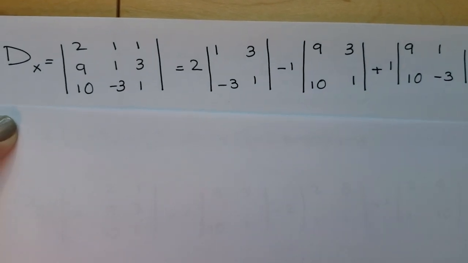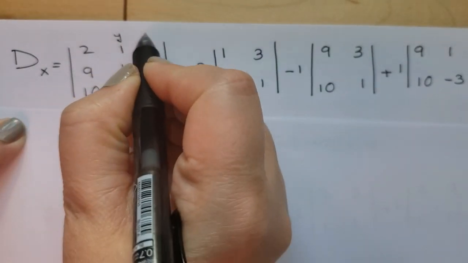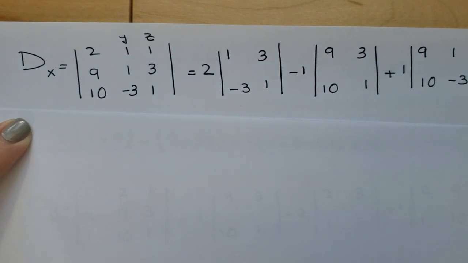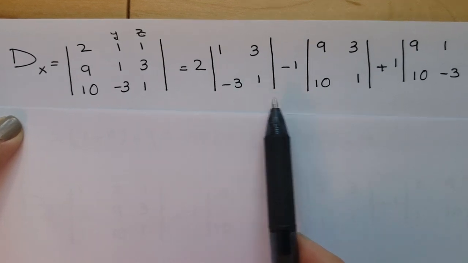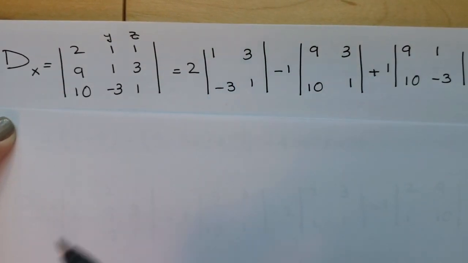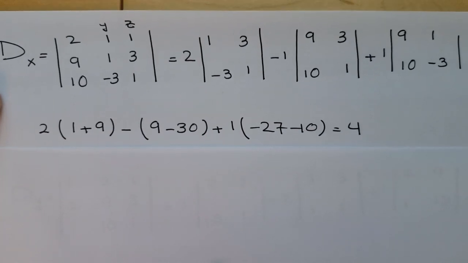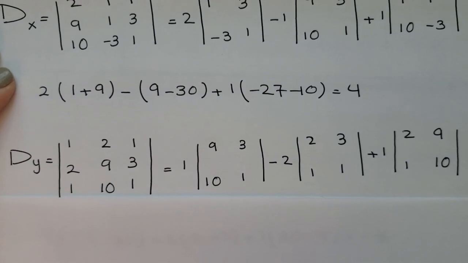Then let's form the dx, determinant of x. X is the first variable, so y and z don't change, but the first column would be replaced by the constant. So 2, 9, 10, and then we break it into 3 2 by 2 determinants, find the answer, which happens to be 4.